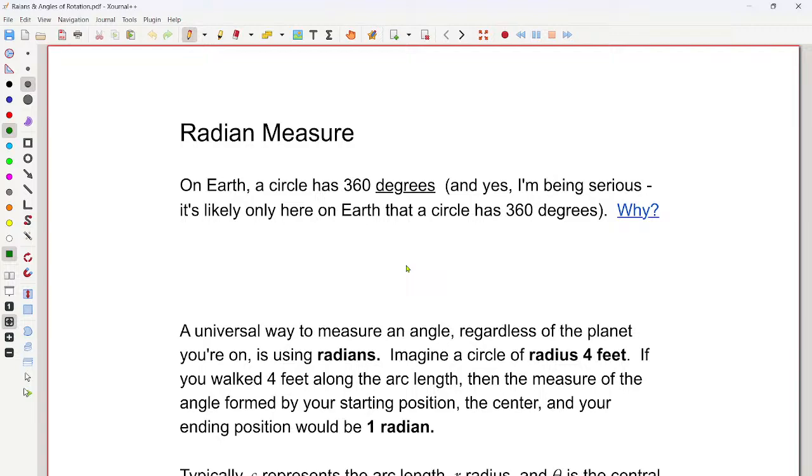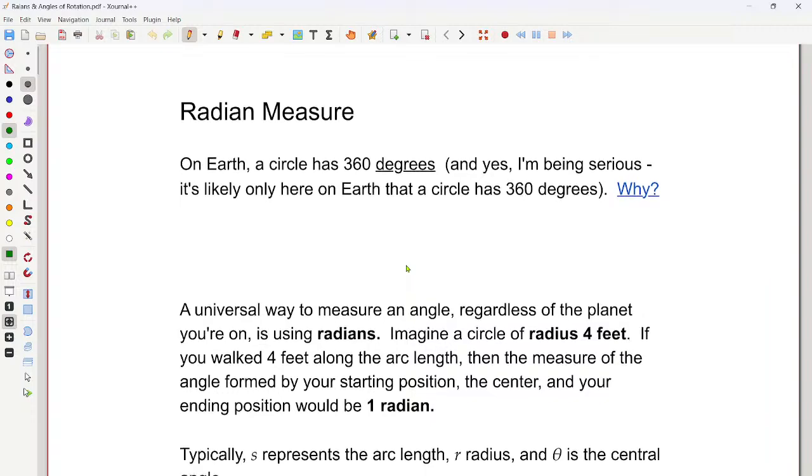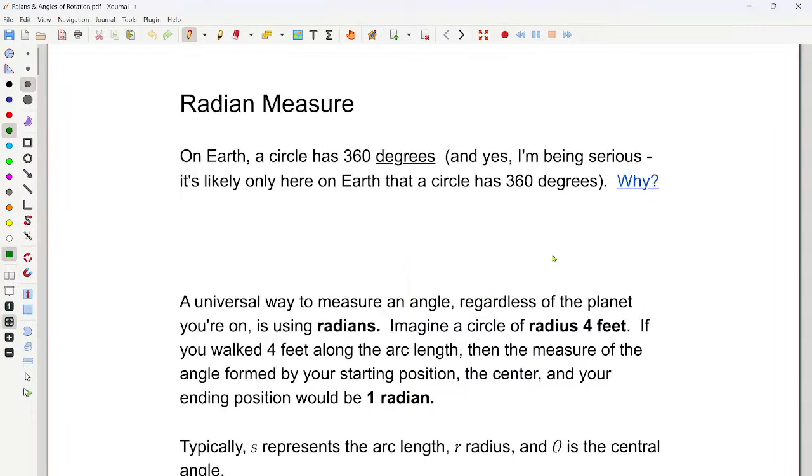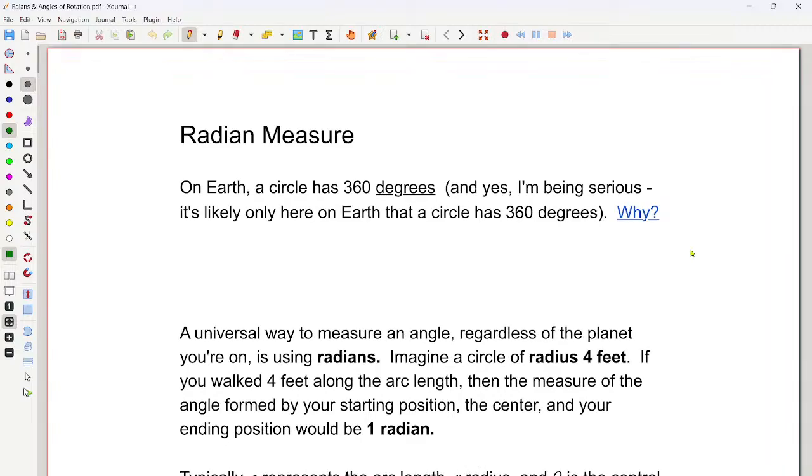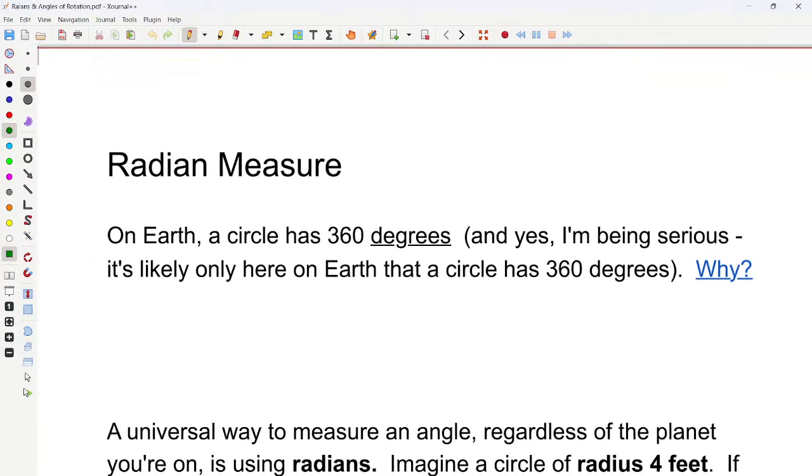All right, here we go. Welcome to trigonometry, aka circular things. Okay. So I'm going to introduce us into radian measure. On Earth, a circle has 360 degrees. And yeah, I'm being serious. On Earth. We never say on Earth.